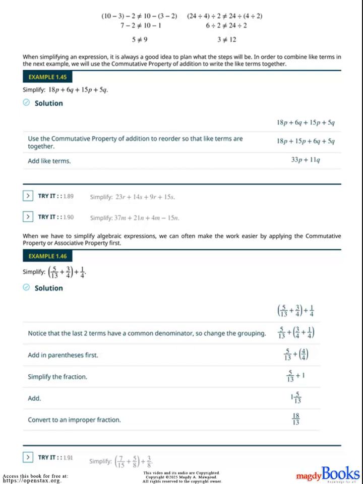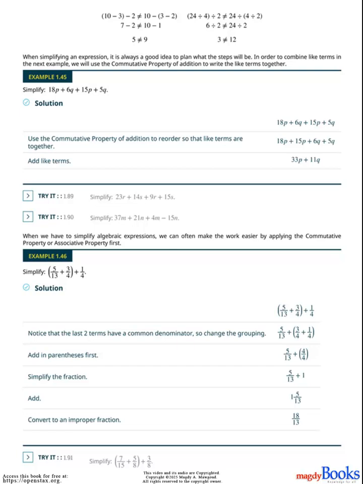Solution. 18p plus 6q plus 15p plus 5q. Use the commutative property of addition to reorder so that like terms are together. 18p plus 15p plus 6q plus 5q. Add like terms. 33p plus 11q.